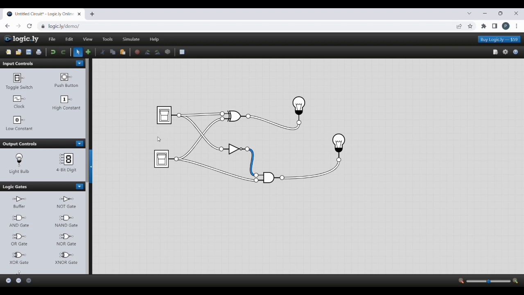Simulation for half subtractor. When A is 0 and B is 0, the borrow and difference are 0. When A is 0, B is 1, the borrow is 1, the difference is also 1. When A is 1, B is 0, the borrow is 0, the difference is 1. When A is 1 and B is 1, both borrow and difference are 0.